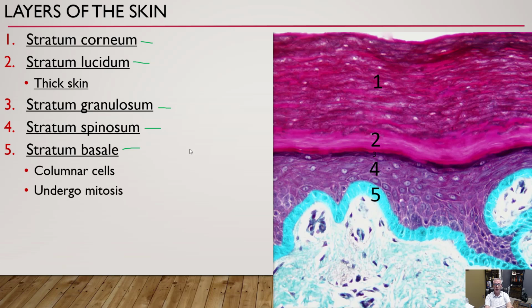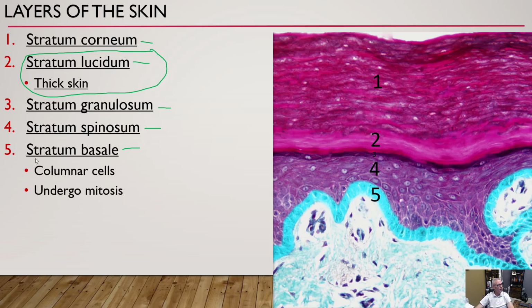And then everywhere else on the body, we have thin skin. So in thin skin, we're actually missing this stratum lucidum layer. So on thin skin, we only have 4 layers of skin. And then on the palms of our hands and the soles of our feet is where we see that stratum lucidum layer.